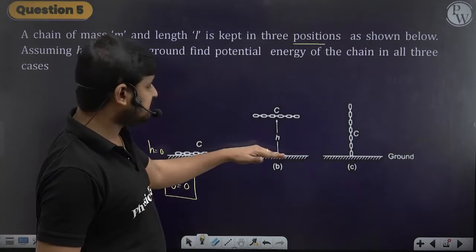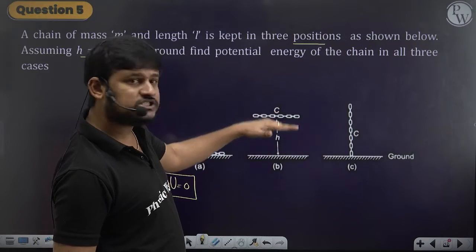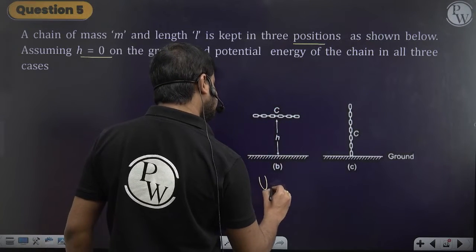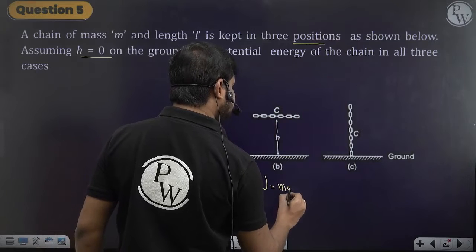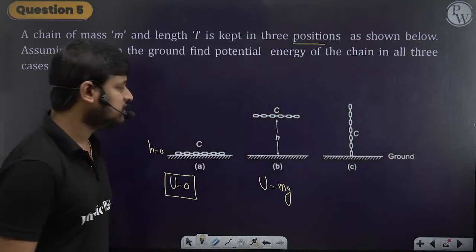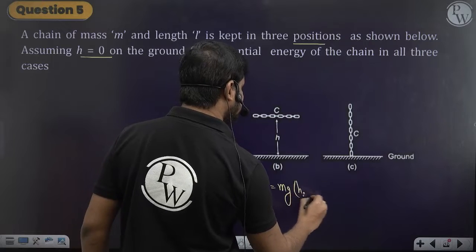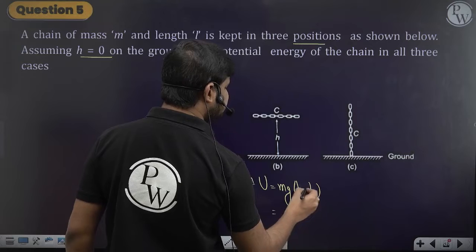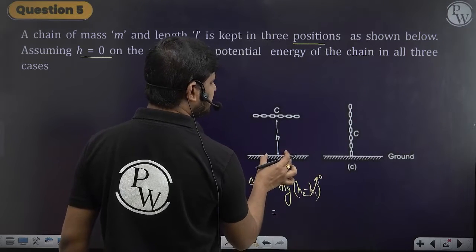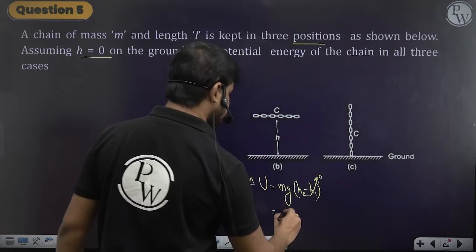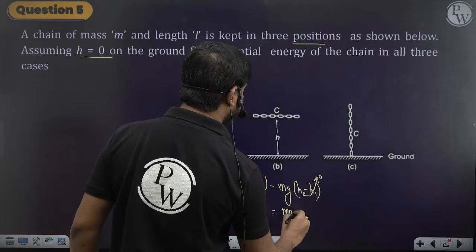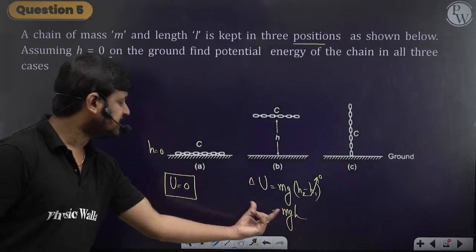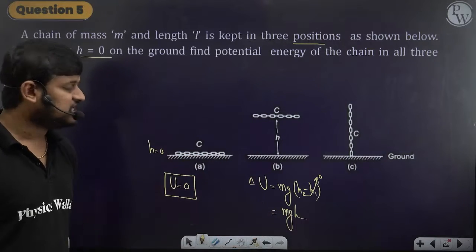Whereas in the second case, the chain is raised to some height h. So in this case, the potential energy will become mg. To how much height is it raised? Simply, the change in potential energy is equal to mg h2 minus h1, right? As h1 is 0, because initially it is on the ground, then it is raised to some height h. So that's why mg h2, and h2 means here simply h, right? Understood? So in the second case, the change in potential energy is mgh.